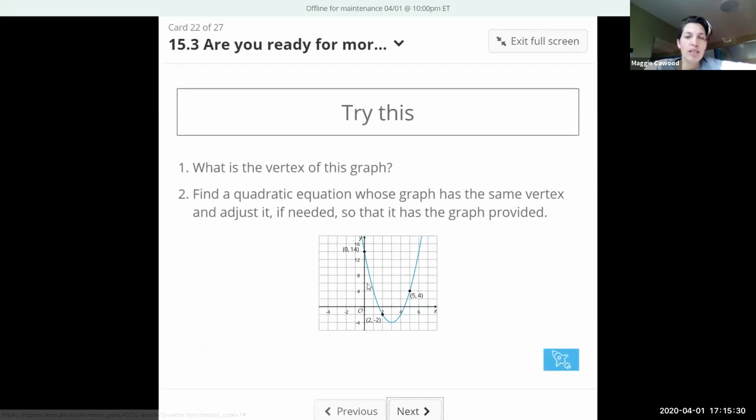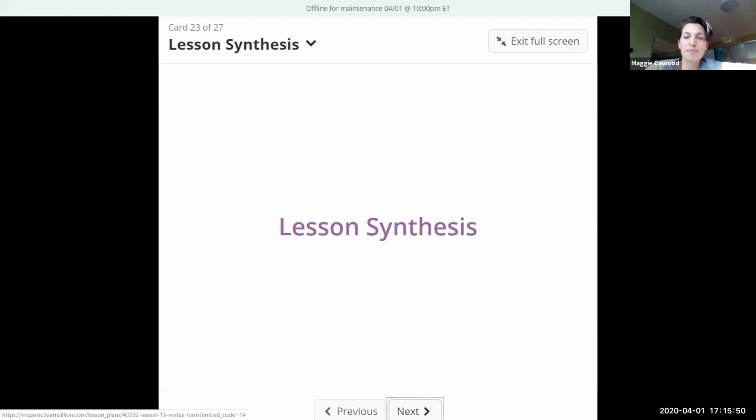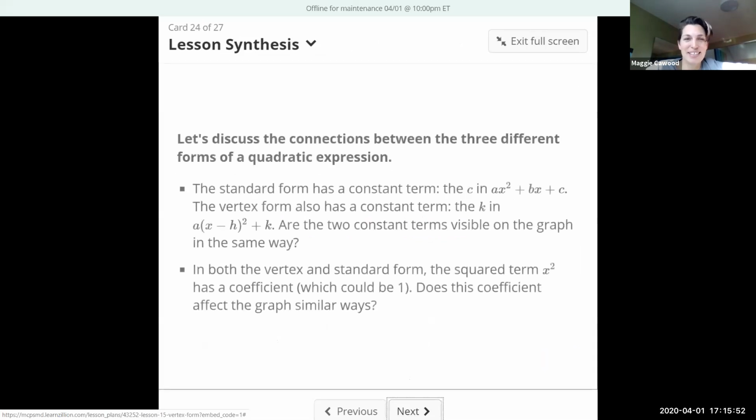This is a neat one. This has a dilation. If you want to try this, take a minute. It's a good challenge where you try to write the equation of this. You know the vertex, but then you have to make sure all these points match up. When you first do it, it doesn't match up, so you have to figure out the right A value to make that work. All right, let's synthesize our lesson.